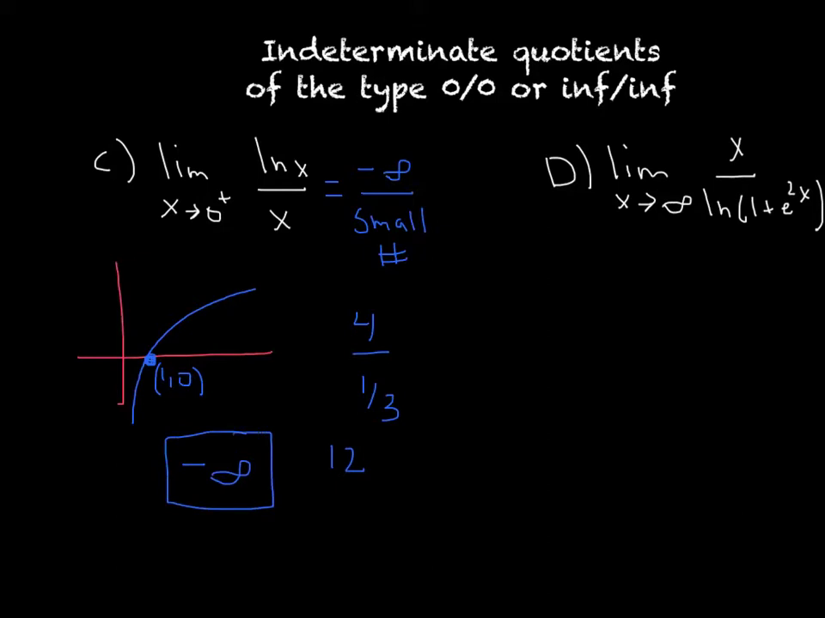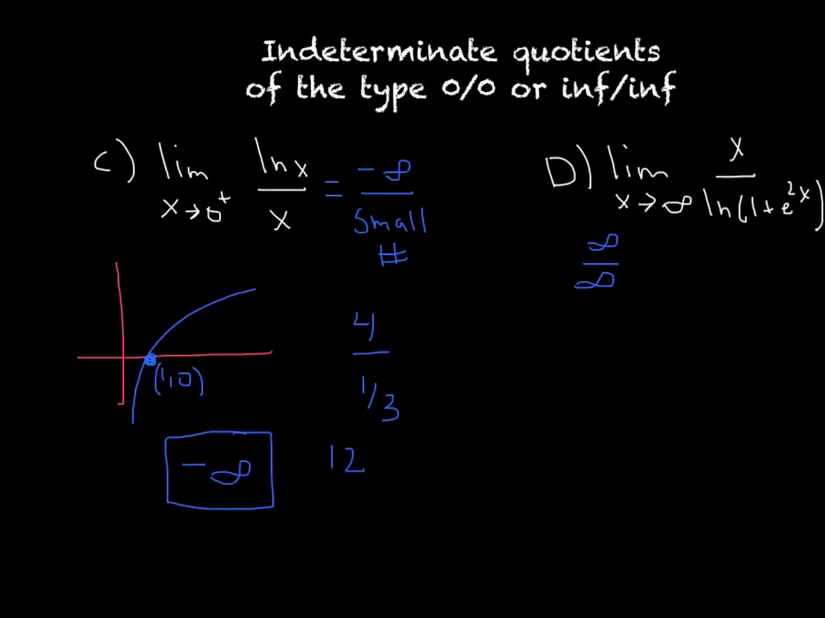All right, let's look at letter D. Plugging in infinity on the top, we get infinity, and on the bottom, as x approaches infinity, e to the infinity will simply be infinity, plus 1 is still infinity, and if you look at the natural log curve, the natural log of infinity is going to be infinity as well. So this is an infinity over infinity situation, so we need to use L'Hopital's rule.